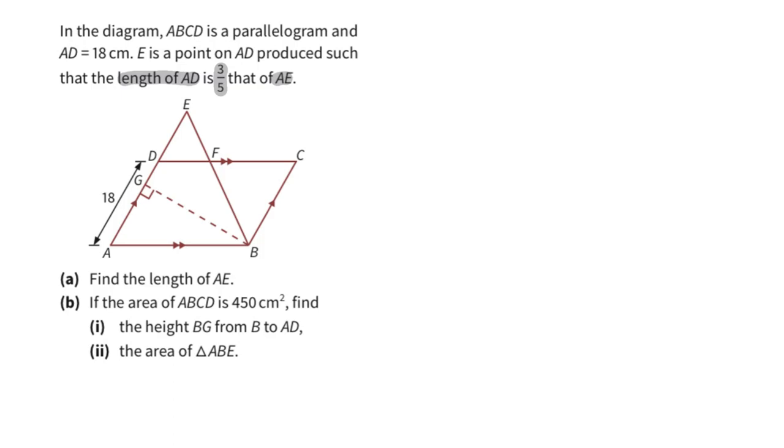So I am going to write it down at the side here. This translates to AD length is equal to 3/5 times AE. And for part A, we are required to find AE. So I am going to simply substitute AD as 18. This is 3/5 multiplied by AE.